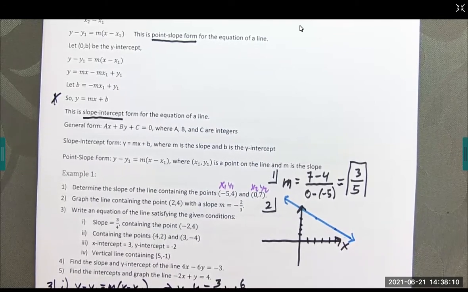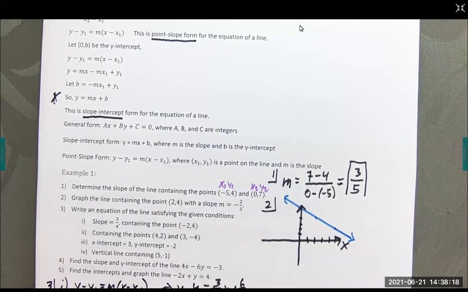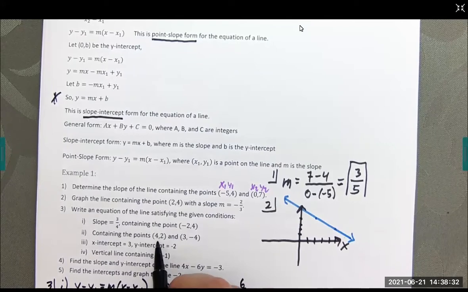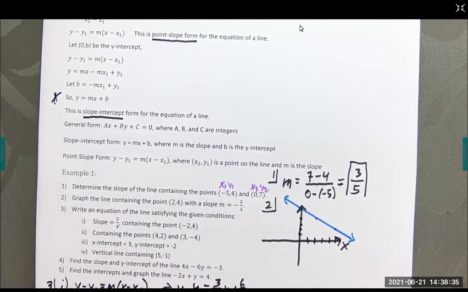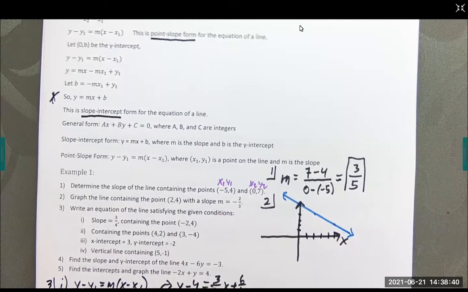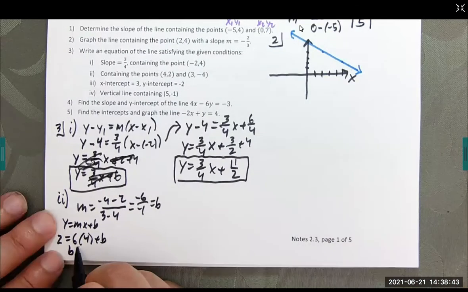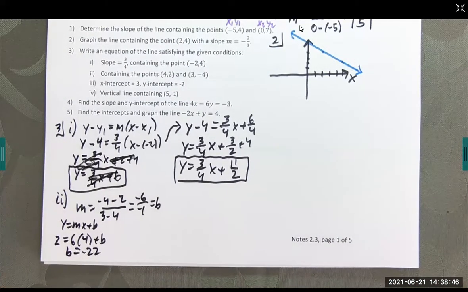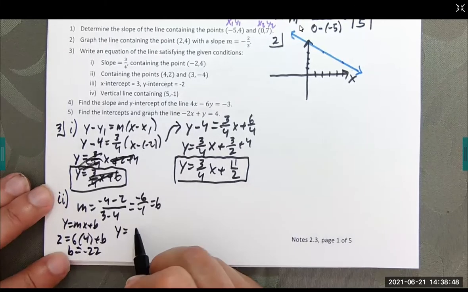And it looks like it's going to be -6 over -1, which is just 6. I could use point slope form again. I could use y equals mx plus b and then solve for b. And I get to pick which point. I'll do this one. 2 equals 6 times 4 plus b, which is 24. So b was -22. So we end up with y equals 6x minus 22.